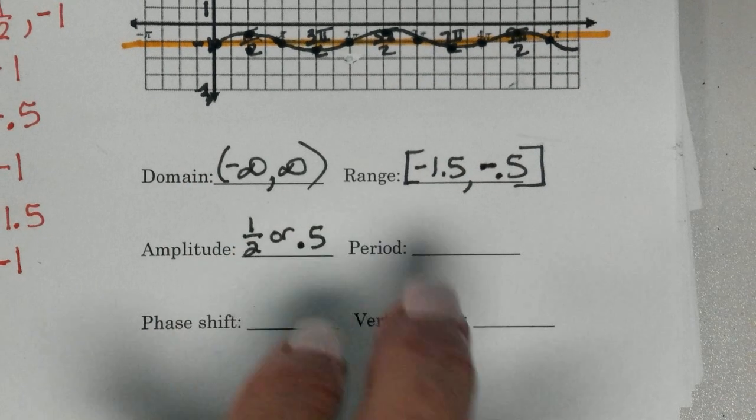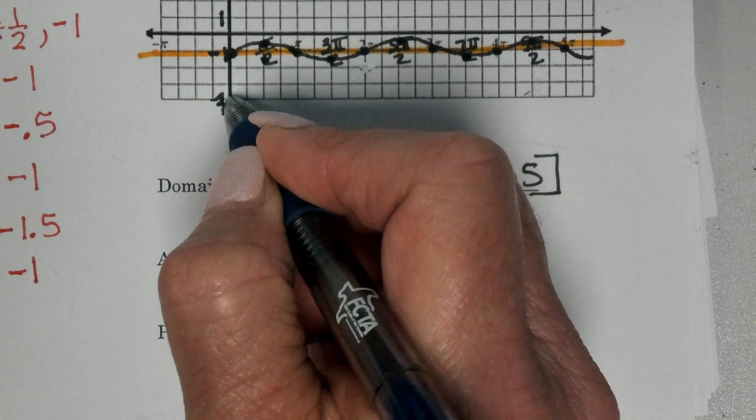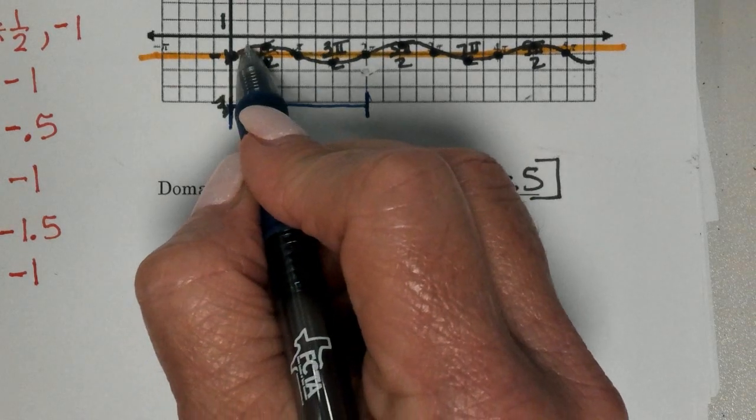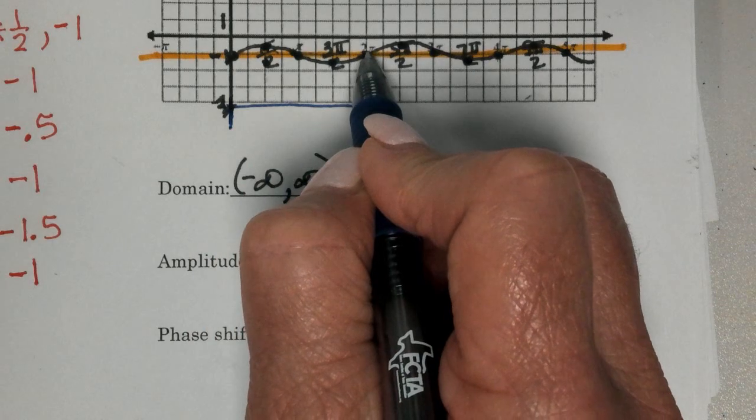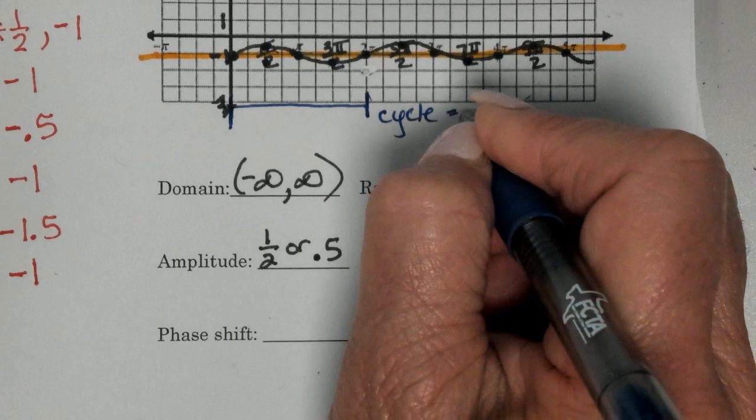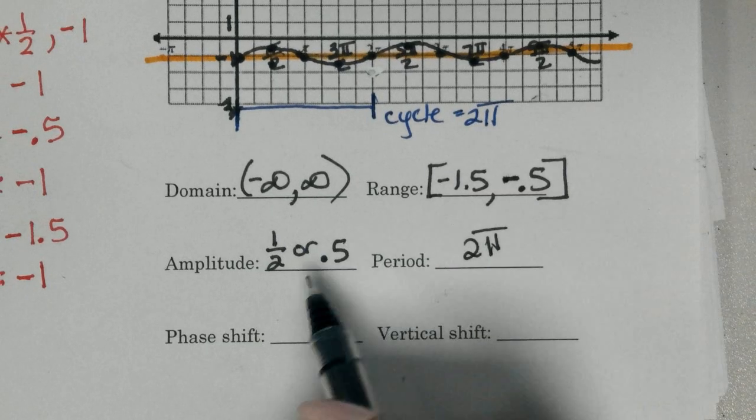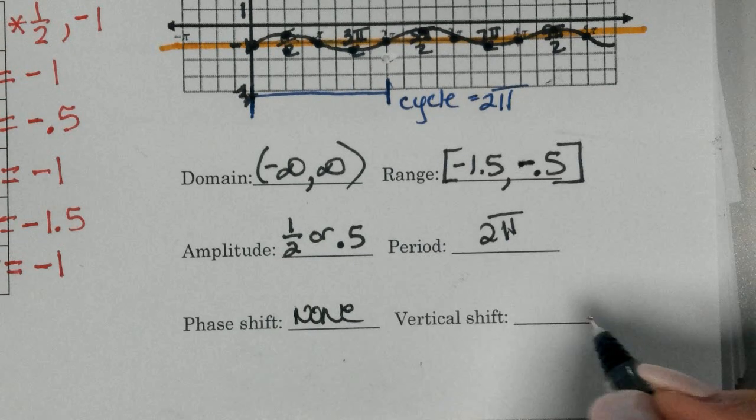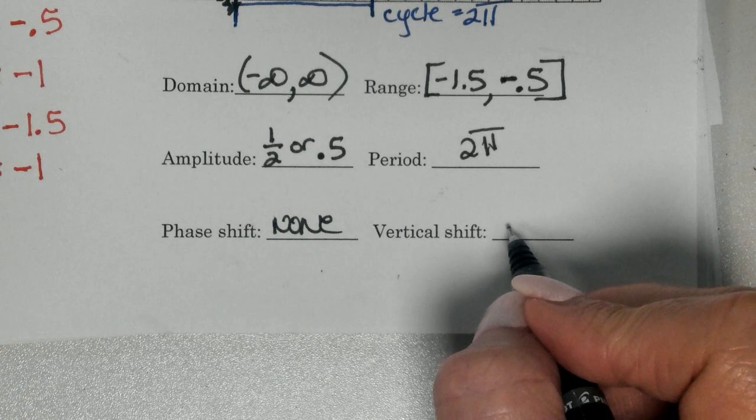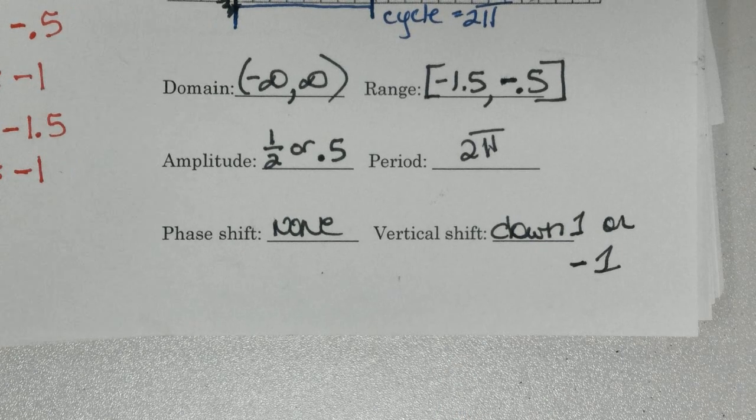Our period, how long did it take us to complete one whole cycle? Did it change? Middle, up, down, back to middle. Its cycle is still 2 pi. So that did not change. We didn't have a phase shift, but did we have a vertical shift? Which direction? So I want to see down 1 or -1 to show which direction you go.